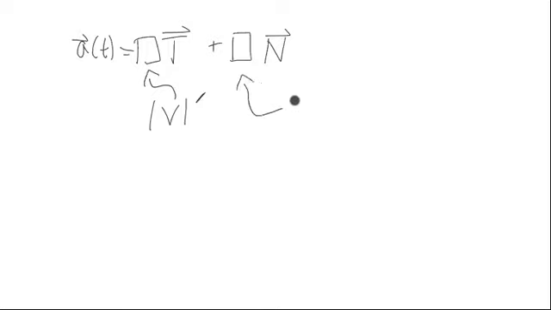What goes here is simply the length of the acceleration vector squared minus this length squared, using a Pythagorean theorem idea, since t and n are perpendicular to each other. So that's kind of the setup.